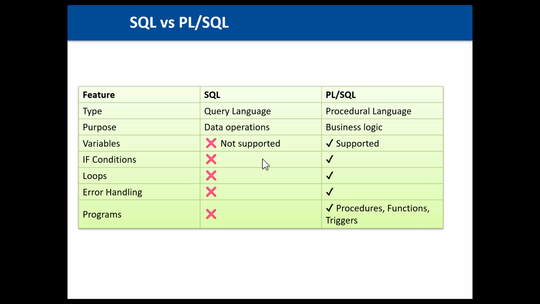And usually variables are not supported in SQL. PL/SQL supports variables, and controlling statements like if else, and loops. If you want to take multiple rows of data from a cursor, we can use the loops, and as well error handling. Based on multiple types of errors, multiple types of exceptions, we can handle the error in PL/SQL. We cannot do that in SQL. And programs: we can use procedures, functions, and triggers in PL/SQL. We cannot do that in SQL.